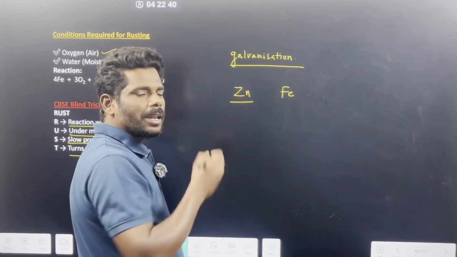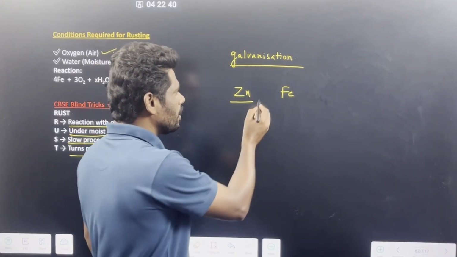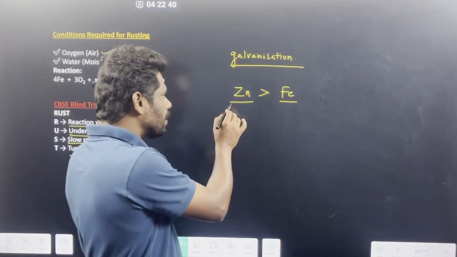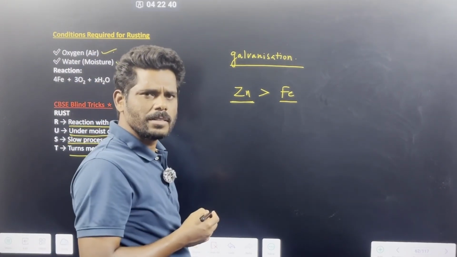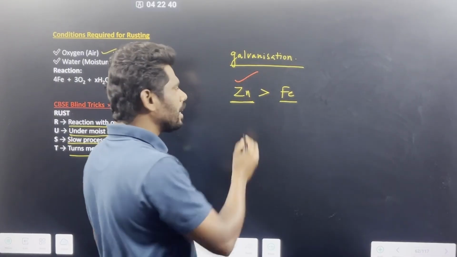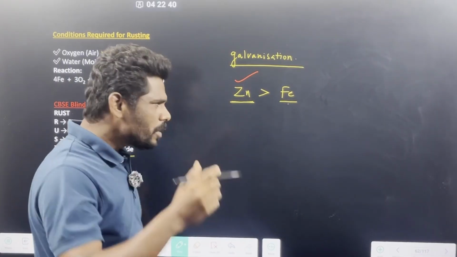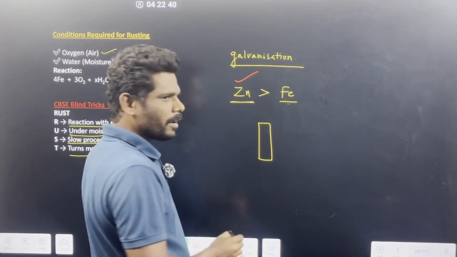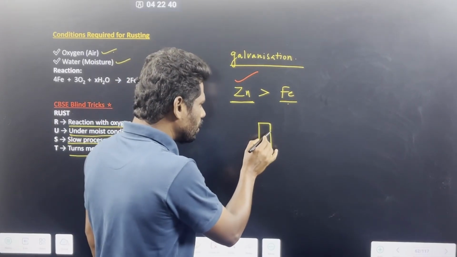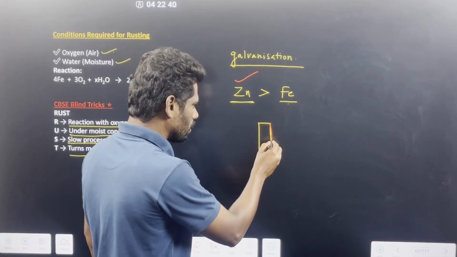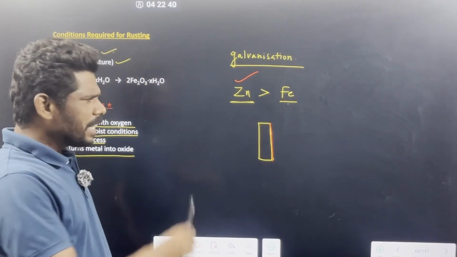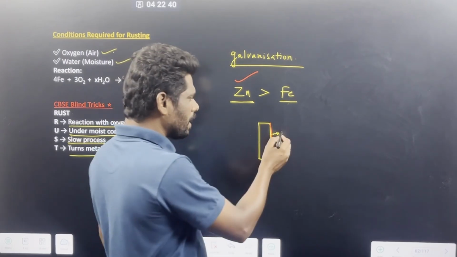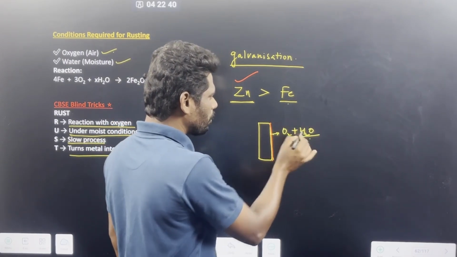Actually, if we recall the reactivity series, zinc is more reactive than iron. If it is more reactive, why would it not form rust? Definitely it corrodes faster than iron. But what's the issue here? But then why are we using it, sir? Simple. Suppose this is an iron rod, a bar of iron. A zinc coating has been done here, for example. When the zinc coating is done, the zinc at the surface immediately combines with oxygen and moisture and forms rust.